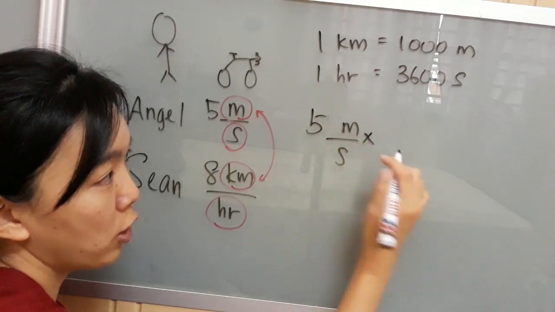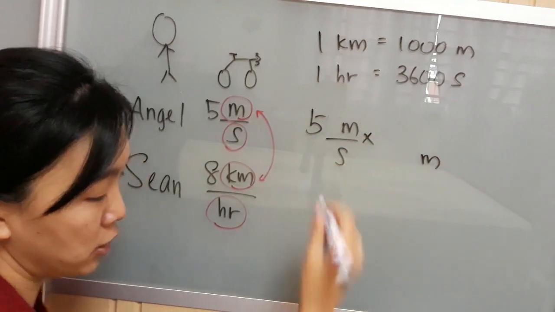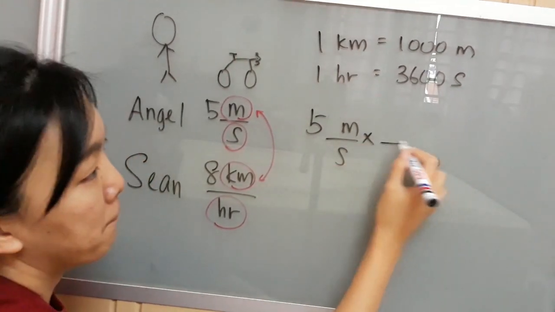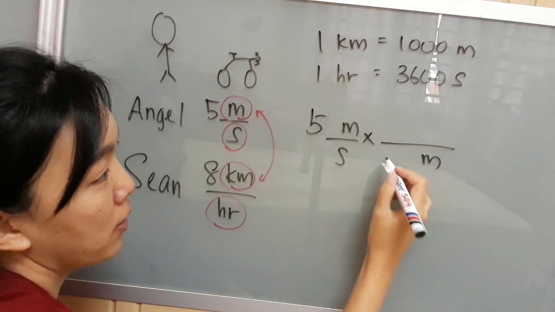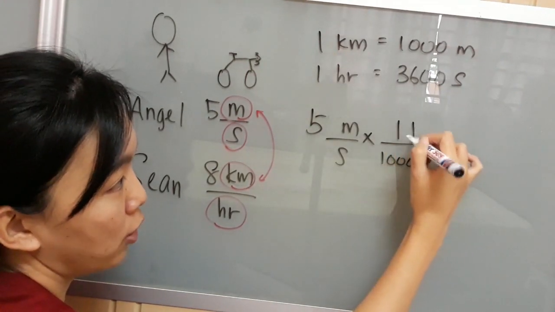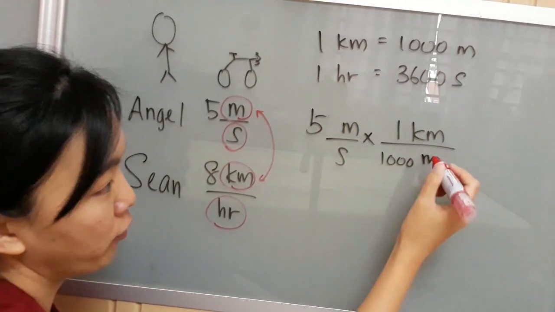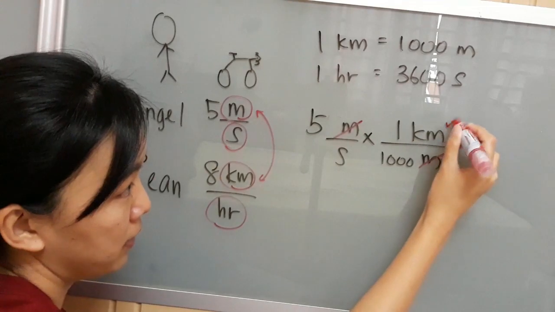So meter is on top, I have to put meter at the bottom so that I can slash them off. Therefore I use this: 1000 meter I put at the bottom, 1 km I put on top. Then I can slash off the meter. What is left is km. Yes, very near.